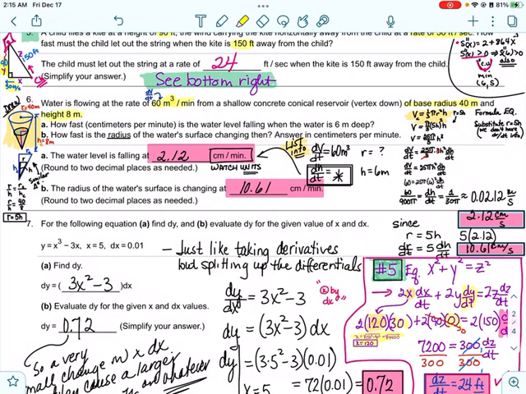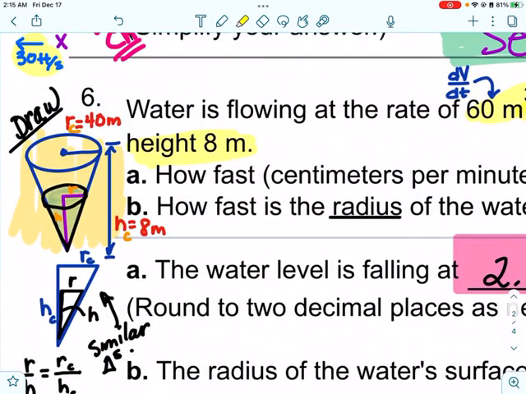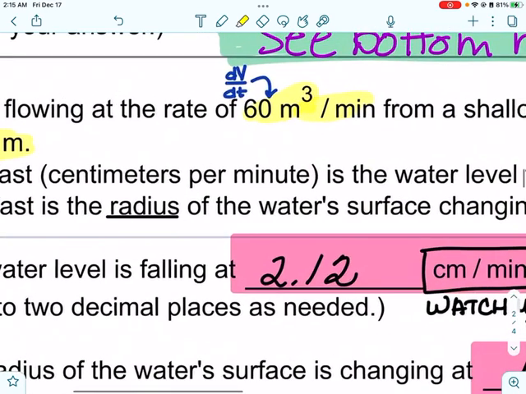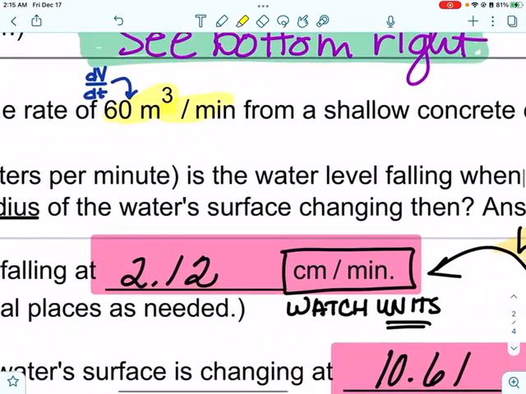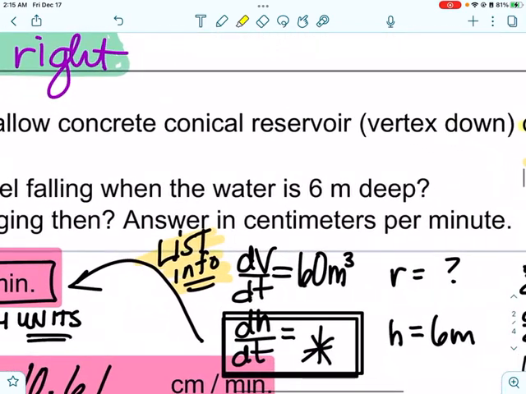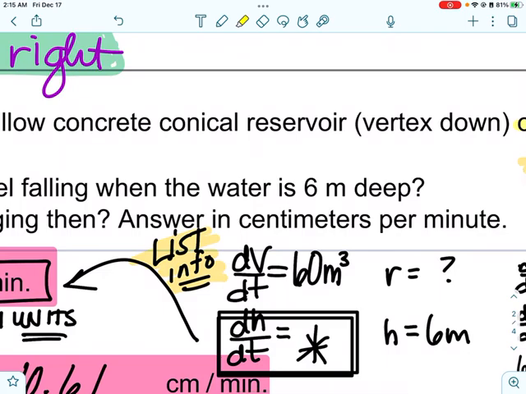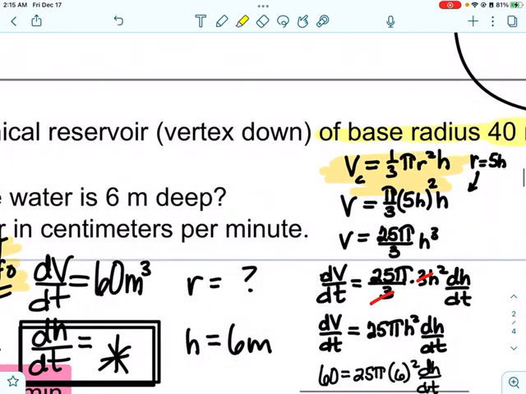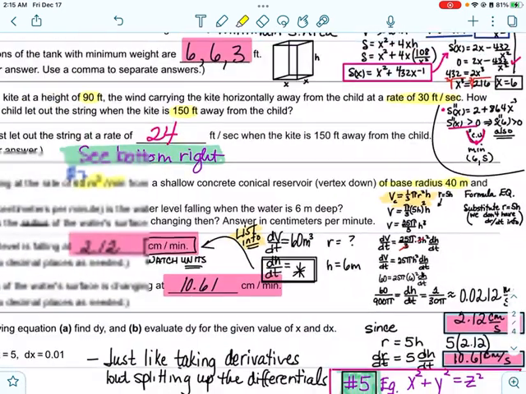Now, my drawing is not going to look accurate, but that's okay. So I go ahead and draw it, right? And don't pay attention to anything below this line. So I draw it and I think, okay, water's flowing at the rate of 60 meters cubed from a shallow concrete conical reservoir, vertex down. Okay, so it's flowing from.